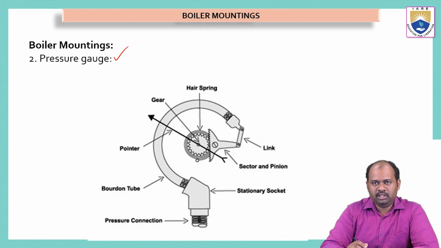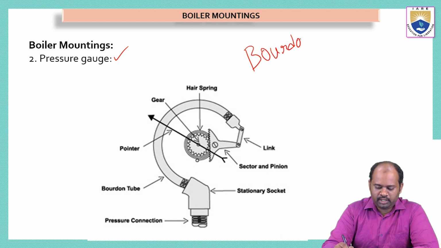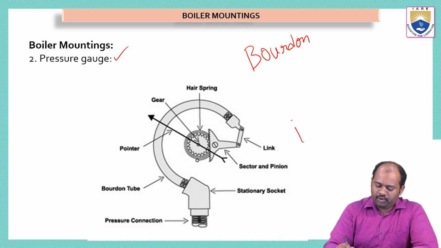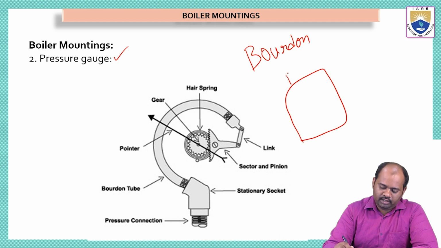In the picture we can see this is a Bourdon type pressure gauge, B-O-U-R-D-O-N, Bourdon type pressure gauge, which is used to measure the pressure of the steam present inside the tank. Now, if we have a boiler like this, on the top of the boiler we will attach this pressure gauge like this.